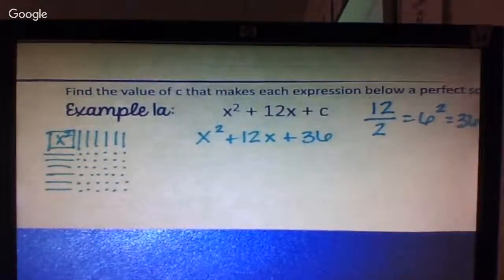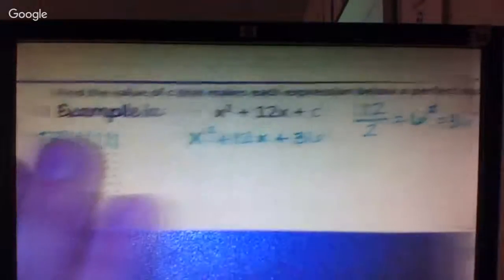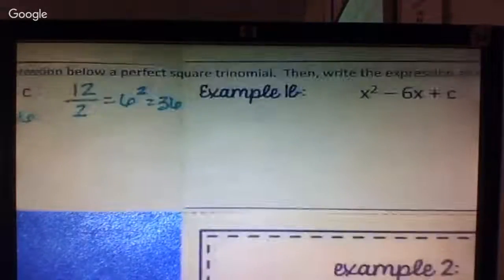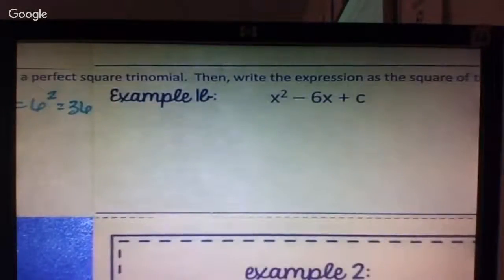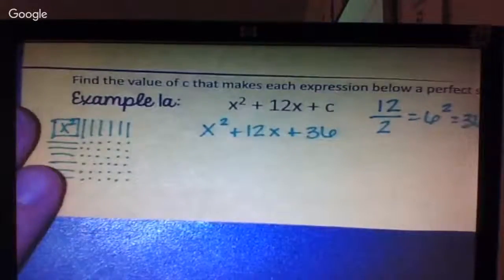Wow. That's crazy. That's it? Oh, no. This is just the first step of it. Dang it. Come on now. Y'all thought. Yeah, y'all thought. Oh, they want us to write the expression as the square. Dang it.